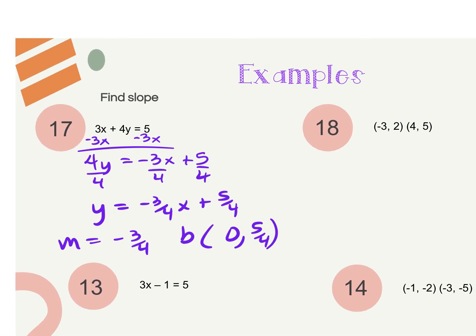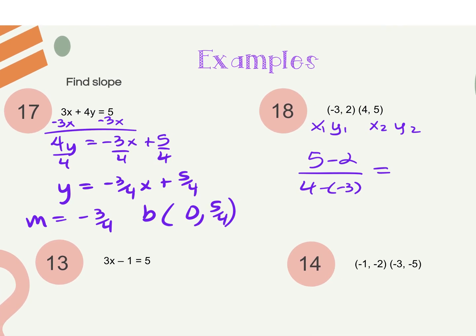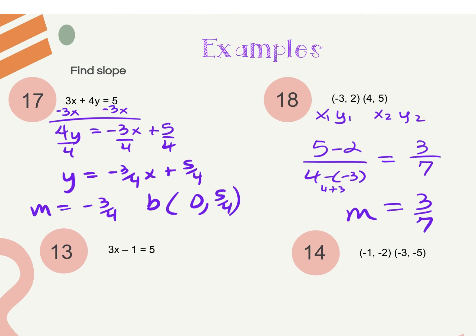18, I'm just going to find the slope. Again, I could do y1 and x1 there and x2, y2. So subtract 5 minus 2. 4 minus -3. Be very careful with your negative integers. Do a keep flip change here. This turns into 3 plus 4, so it's 7. So the slope here is 3 over 7. The biggest mistake I see with slope is students put the x's on top. The y's are always on top.